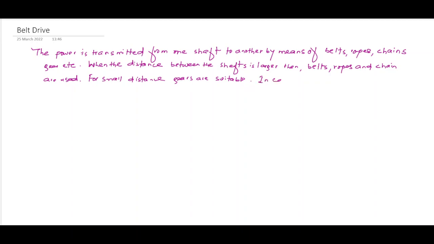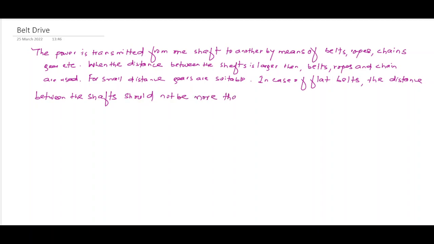Now, in case of a flat belt, remember, the distance between the shafts should not be more than 10 meters. If you want to have a good result, then the distance should not be more than 10 meters. Otherwise, if it is more than 10 meters, what will happen? The belt will have a slack length, and that leads to slippage of the belt over the pulley. So we won't get the desired velocity ratio.